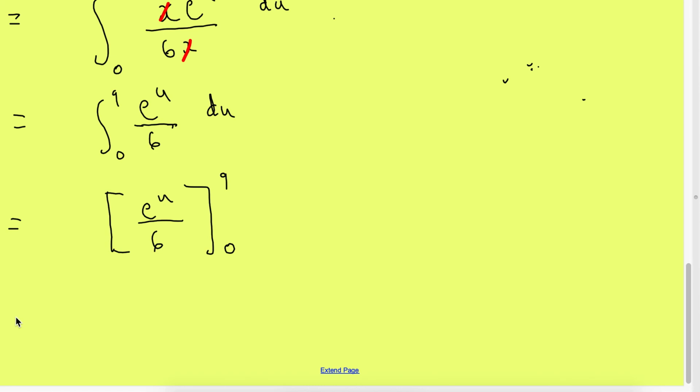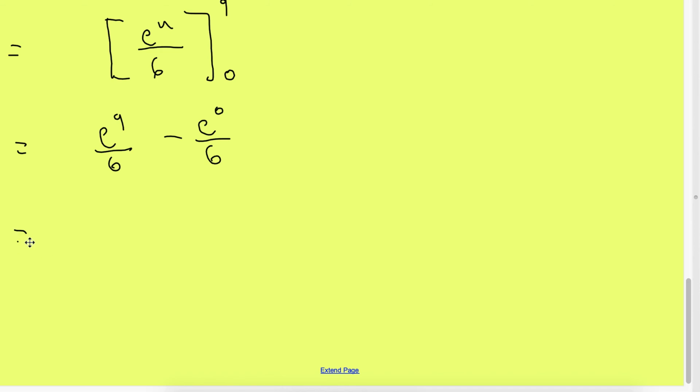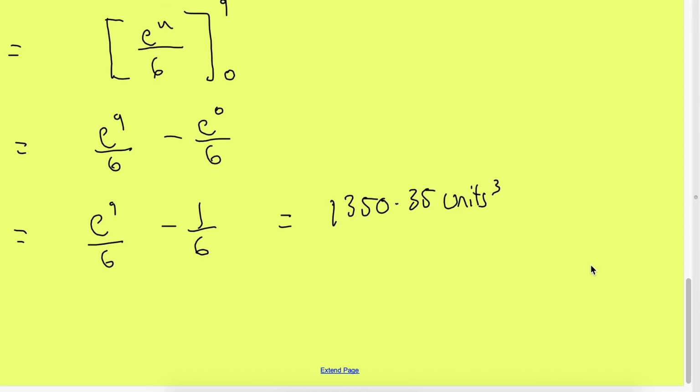Over 6. So let's substitute that in. So that's e to the power of 9 over 6, take away e to the power of 0 over 6. And don't think that's 0. It's not. So that's e to the power of 9 over 6, take away 1 over 6. And if you want, you can type that into the calculator: e to the power of 9 divided by 6, take away 1 over 6, gives me 1350.35 units. So that's the volume that I've created in that shape.